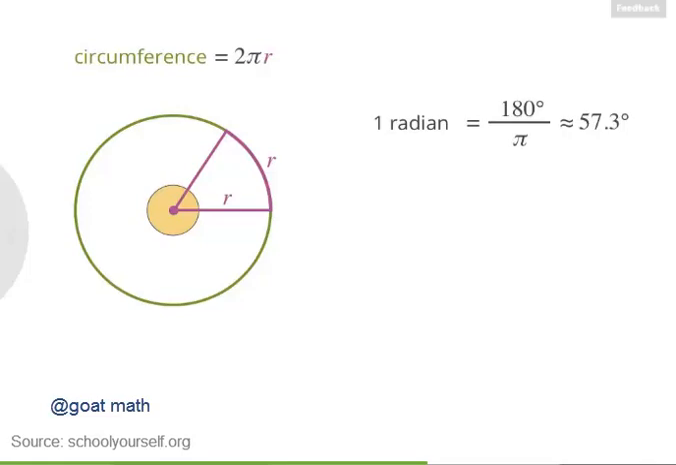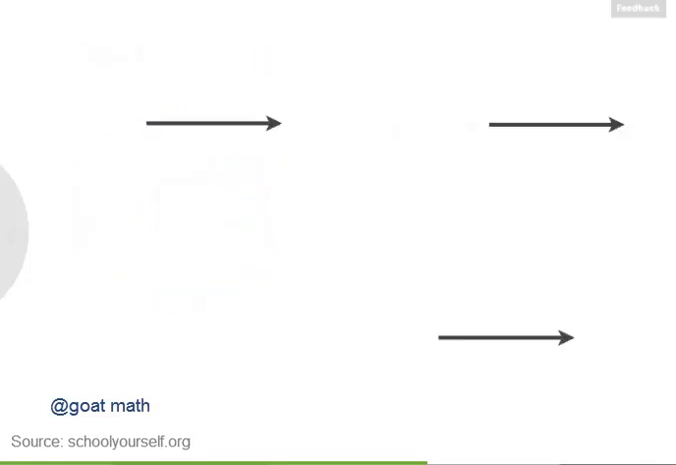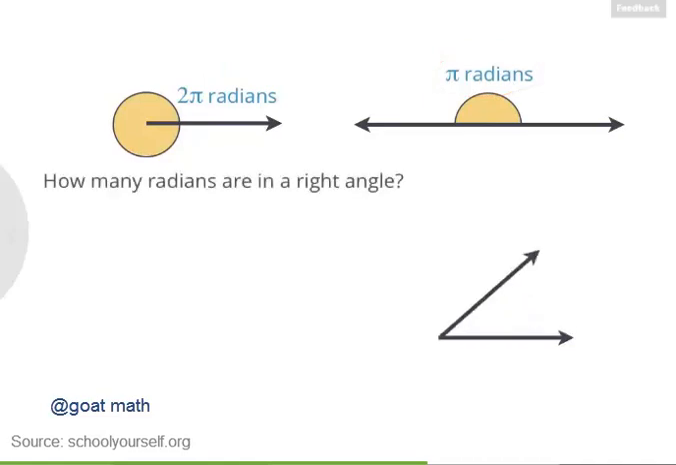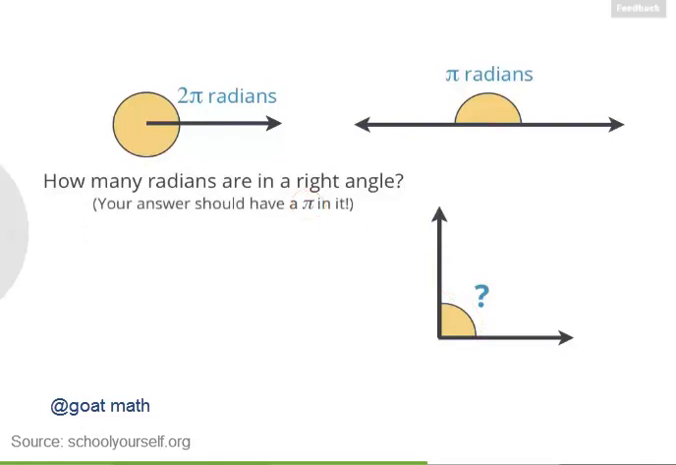You'll often see radians written in multiples of pi. So as we said, a full 360-degree rotation is 2 pi radians. A half rotation, which is 180 degrees, is half of 2 pi radians, which is pi radians. How many radians are equal to a right angle? That is, a 90-degree rotation. Your answer should have a pi in it somewhere.